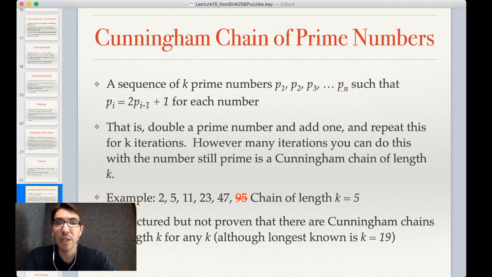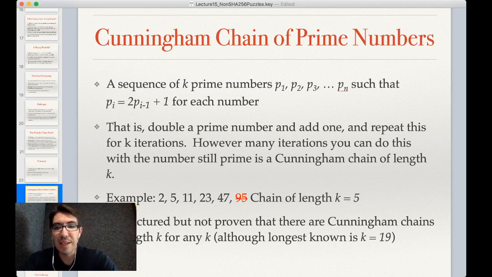So it's conjectured, but not proven, that there are Cunningham chains of length k for any k. We don't know that, but people have done a lot of this. Primecoin has been running for a while, and the longest known, as of the writing of the slide, was k equals 19.